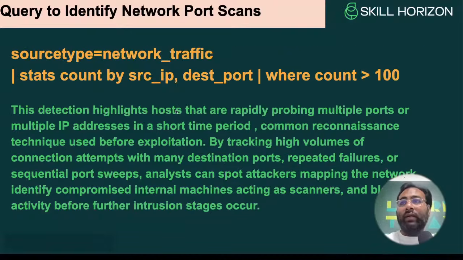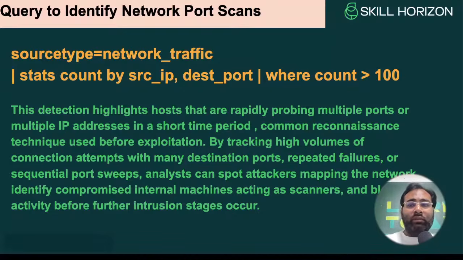The next query we have is network port scan. If an attacker is trying to scan your ports, the activity will be logged and you can easily identify it with the help of this query.